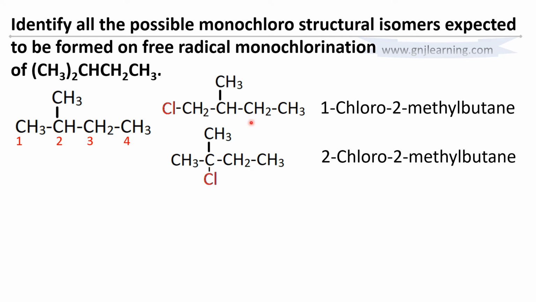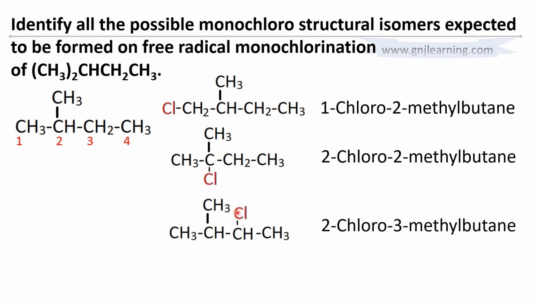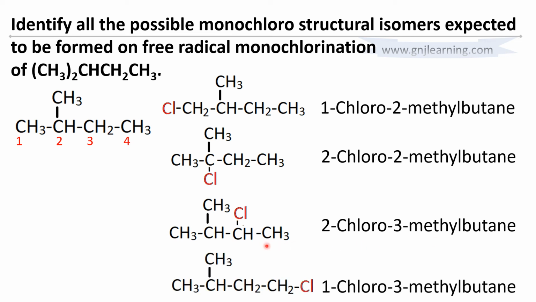Now if it is getting substituted here, we have 2 branches. So which will get preference? Since both have the same number, the one with the lower alphabet will get the preference. So that is 2-chloro, numbered from here: 2-chloro-3-methylbutane. And for the substitution on this, this will get preference because of the lower numbering: 1-chloro-3-methylbutane. Clear? So these are the 4 different isomeric structures that are possible if there is monochlorination.